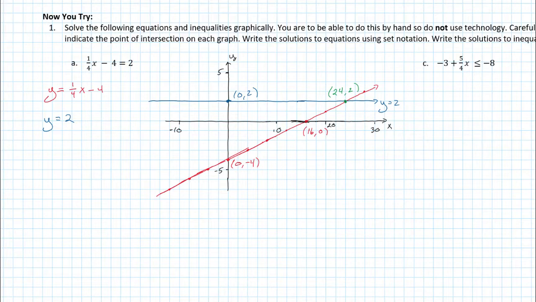All right, so with that intersection point, it looks like the outputs of both expressions are equal to 2 when x equals 24. So 24 is the solution, and we write the solution set as the set just containing the number 24. That's it. Pause and rewind as needed.